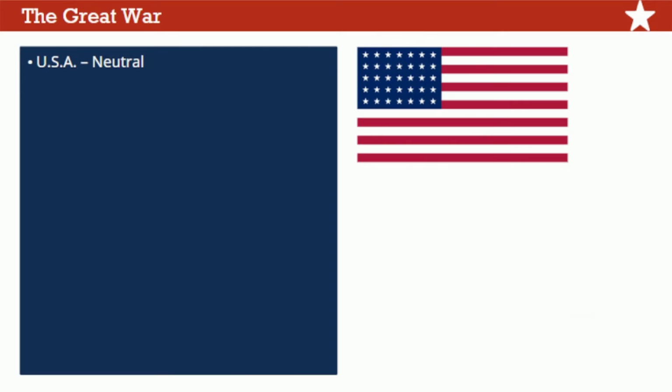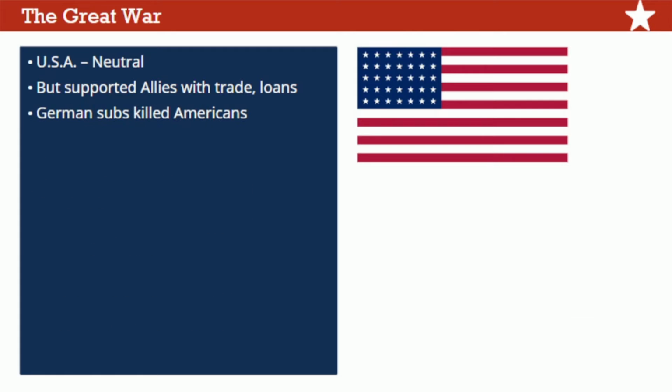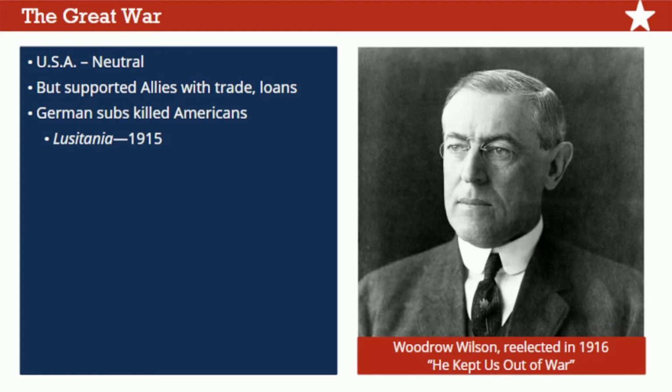The United States was originally determined to stay neutral, but America began to support the Allies with trade and loans. And when German submarine attacks killed Americans at sea, most famously when the ocean liner Lusitania was sunk in 1915, public opinion turned against the Germans. Still, the U.S. remained neutral. President Woodrow Wilson was even elected to a second term in 1916 on the slogan, "He kept us out of war."